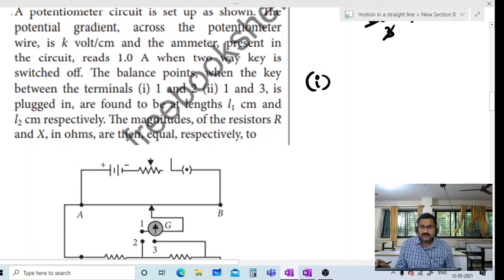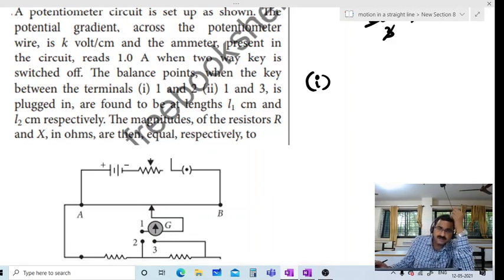So 1 and 2 are closing when the key is between terminals 1 and 2. So nothing but that part we have to close. In that case, what is the main formula for that? We already discussed the potential gradient formula. What is the potential gradient we discussed there?